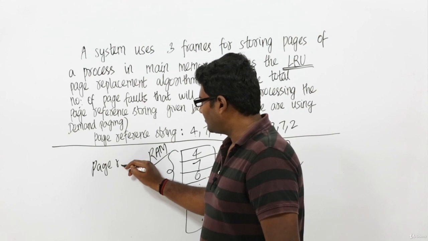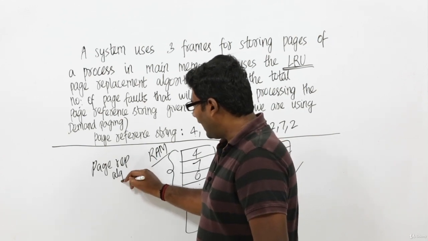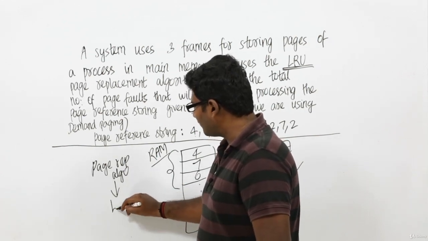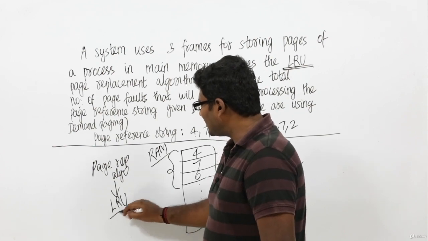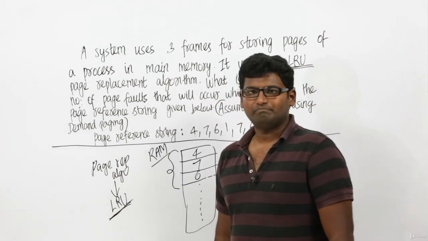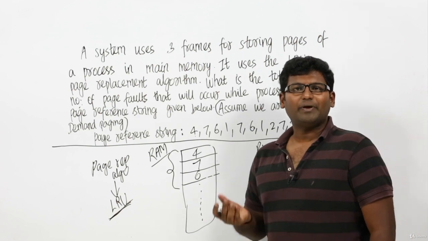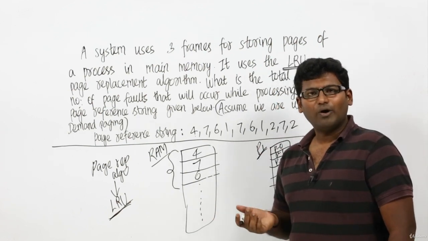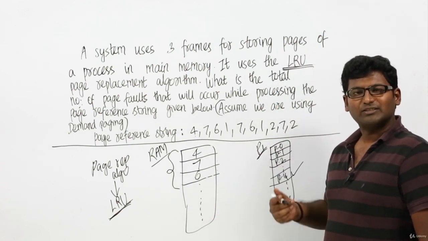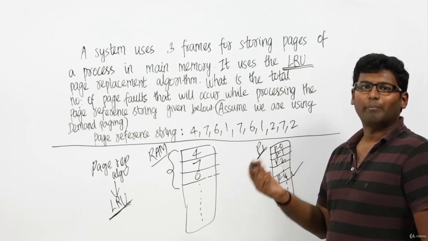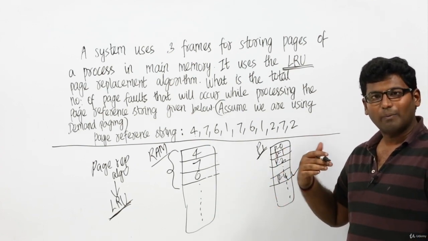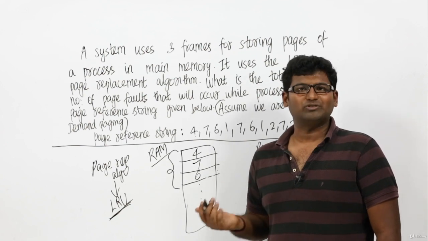They have given that, coming to this problem, we are going to use the least recently used page replacement algorithm. Now least recently used page replacement algorithm means we are going to replace the page which was referred by the CPU long back, or which has not been referred by the CPU in recent times, right?